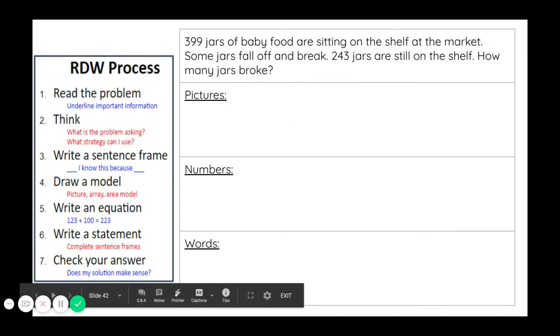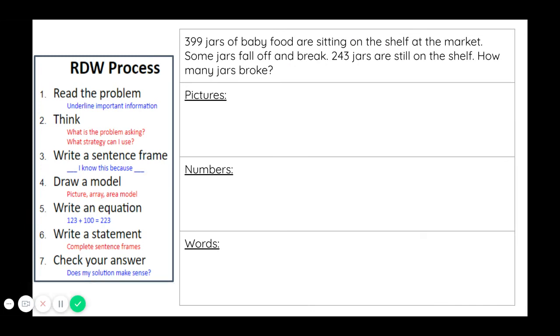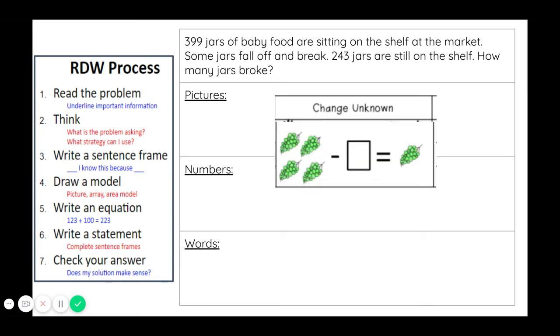We're going to go through one more problem. This is also in your week 4 packet. Step 1, read the problem 3 times and underline important information. 399 jars of baby food are sitting on the shelf at the market. Some jars fall off and break. 243 jars are still on the shelf. How many jars broke? Already I'm realizing this is a change unknown problem.